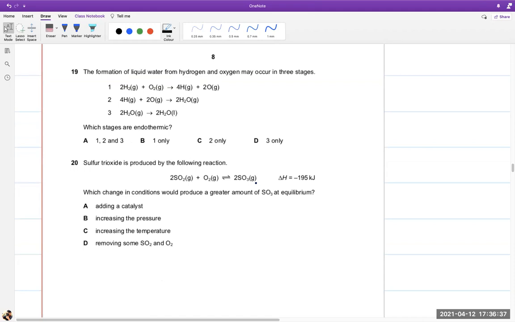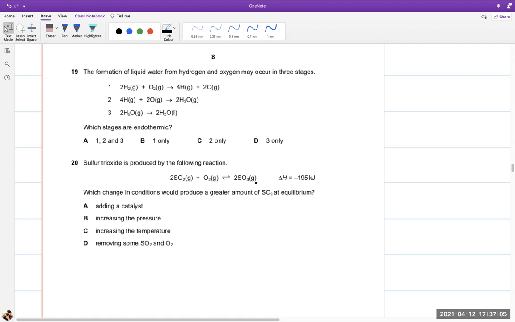All right, formation of liquid water from hydrogen and oxygen may occur in 3 stages, which they have told us. Which stages are endothermic? Bond breaking is endothermic, bond making is exothermic. Let's see what is happening in the first. In the first, bonds are breaking. You are getting atoms on the right side. You have atoms, and that means no bonds made. So this is bond breaking. It can be endothermic.